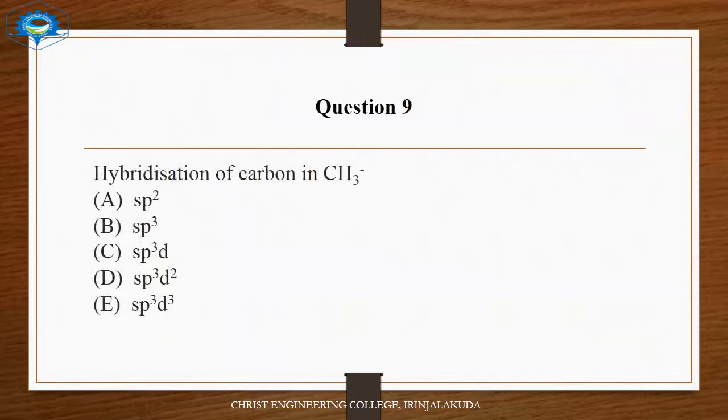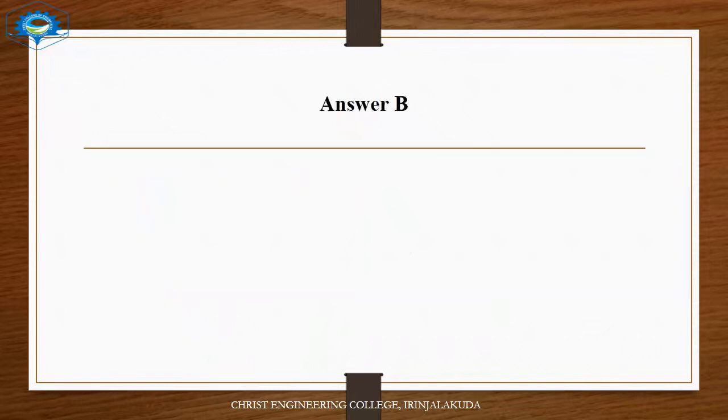Then we have question number 9. This is a type of repeated question, so be careful. Hybridization is always a repeated type question. Question number 9: hybridization of carbon in CH3 minus. What will be the hybridization of carbon? Option A sp2, option B sp3, option C sp3d, option D sp3d2. The answer is B.